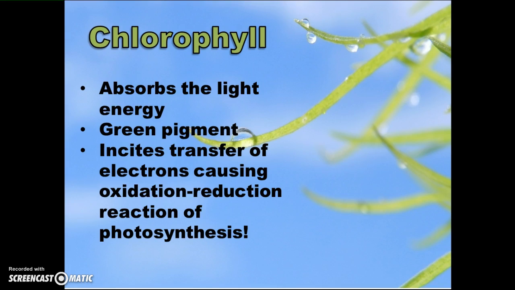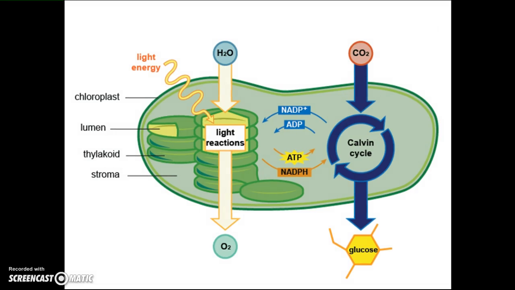There are 4 types of chlorophyll called A, B, C, and D. A and B are the 2 more active forms of chlorophyll, and they all absorb different wavelengths of light, which is why they're all different in their success and how productive they are with photosynthesis.